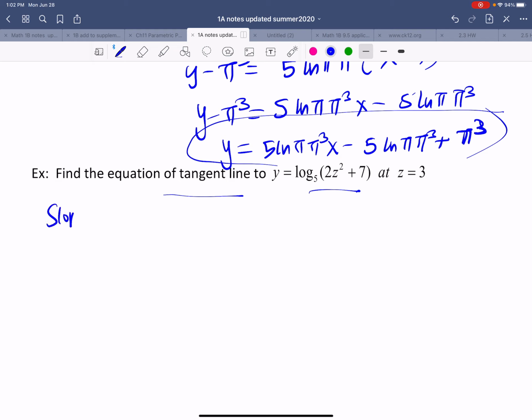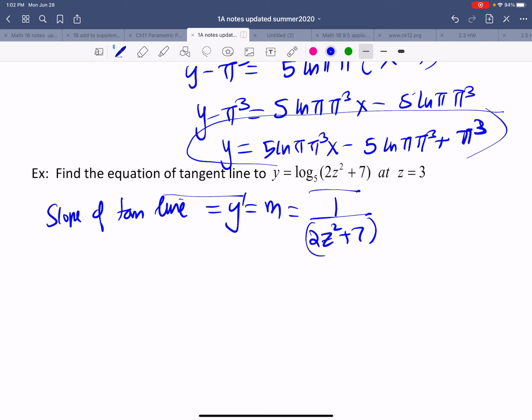So we need slope of tangent line. Slope of tangent line is the y prime. That's also called m. That's going to be 1 over 2z squared plus 7 times natural log of 5, multiplied with the derivative of the inside, 4z. Okay, that is my derivative.